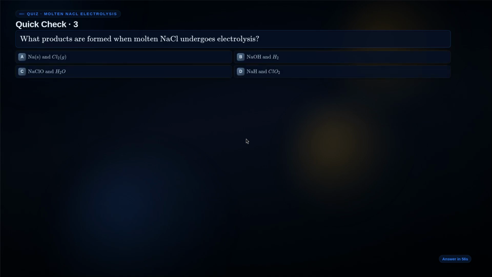Quiz question 3. What products are formed when molten NaCl undergoes electrolysis? Option A, Na solid and Cl2 gas. Option B, NaOH and H2. Option C, NaCO and H2O. Option D, NH and ClO2. Think about the half reactions and choose your answer.